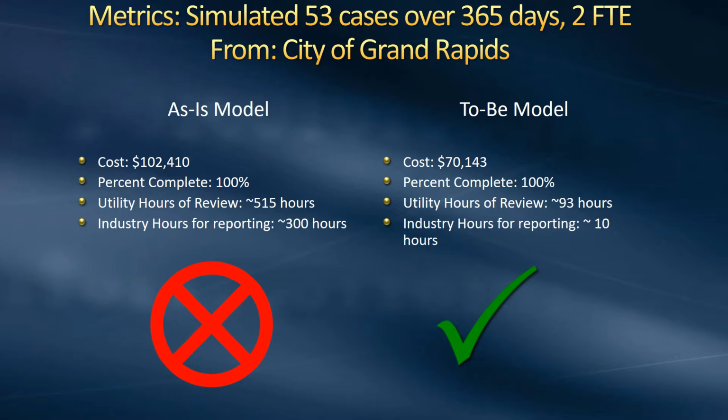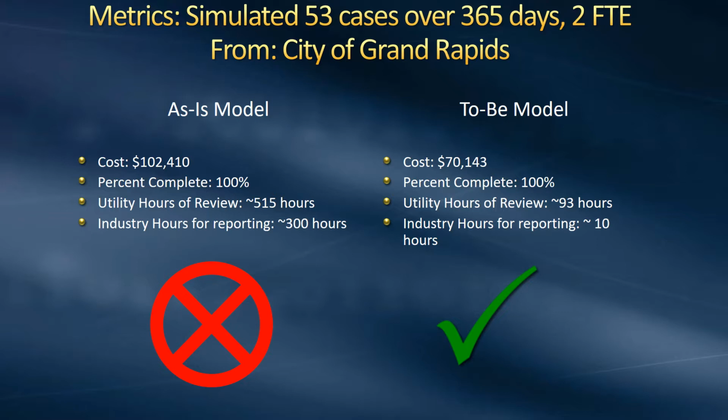One of the useful features of business process models is that we can assign resources such as equipment or staff time to activities. If we apply these resources to both as-is and to-be models of the process, we can simulate the impact of proposed changes to the business process. This is an example of analysis that was performed by City of Grand Rapids staff as part of their case study, showing the impact of proposed changes.